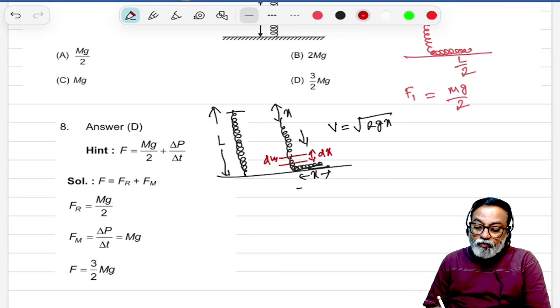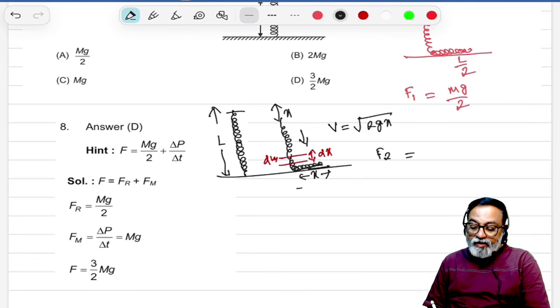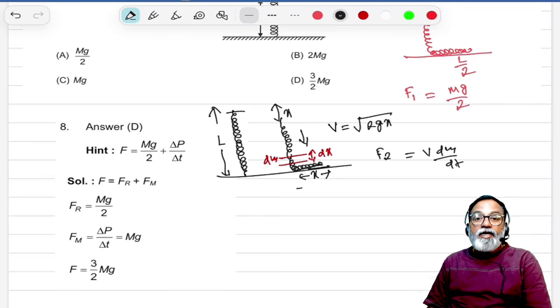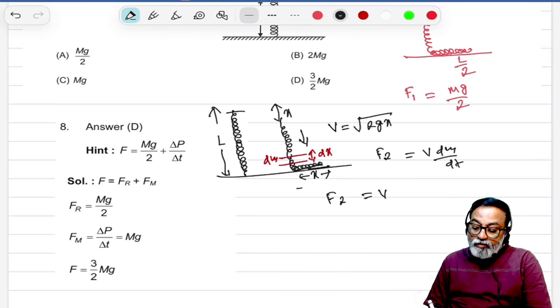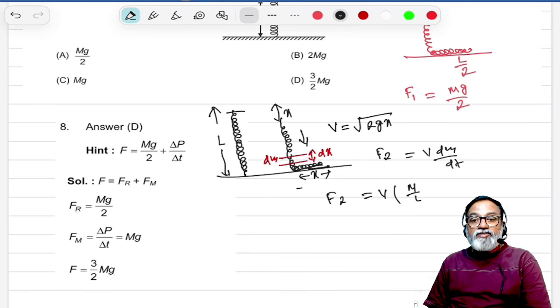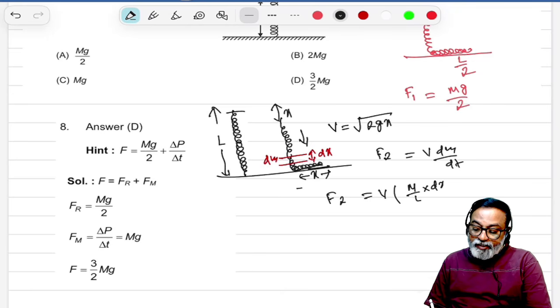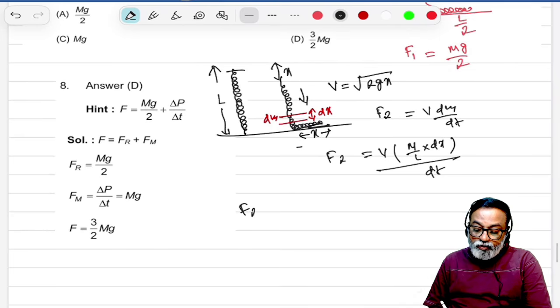Here the impact force I am taking as F2. That impact force for variable mass is F equal to v into dm by dt. So F2 is equal to v into dm, where the mass is the mass per unit length, the linear mass density, into the length, that part is dx by dt. Therefore, F2 is equal to v into m by L into dx by dt.